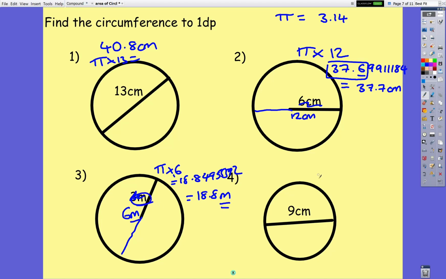That's what the original question was. And the last one, nice and easy, pi times 9, and pi multiplied by 9 gives me 28.274 and so on, and again 28.3, don't forget your centimetres.